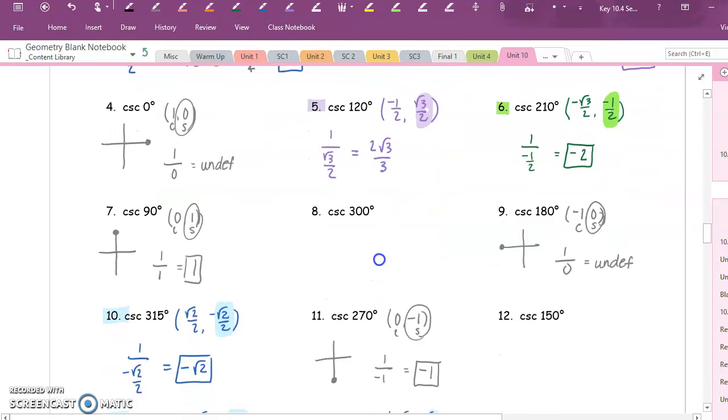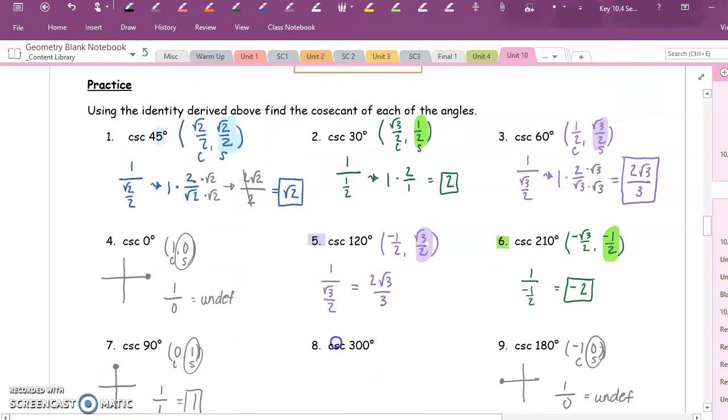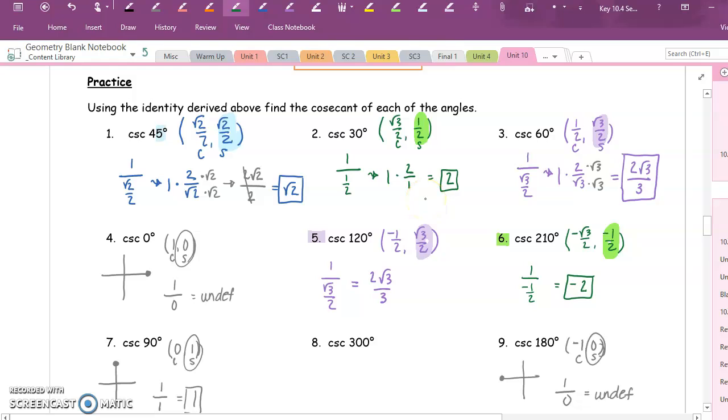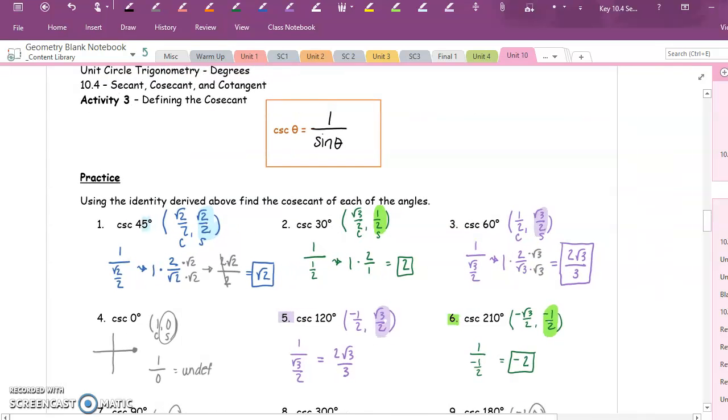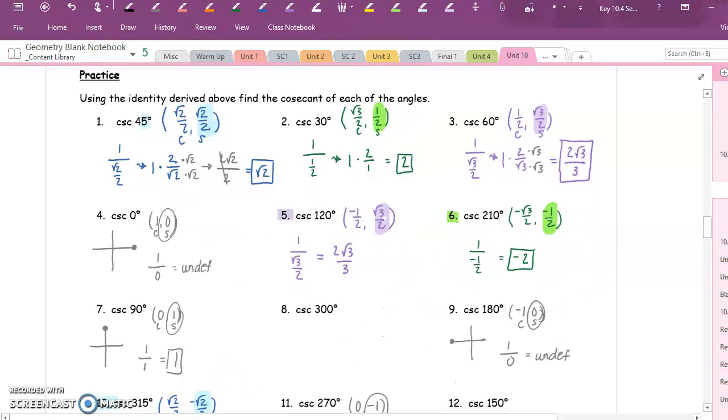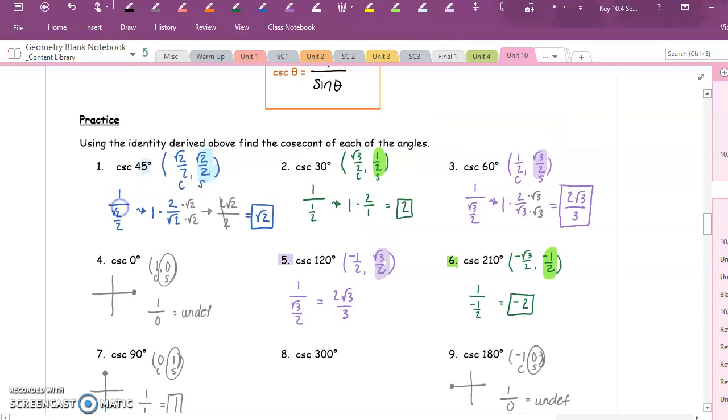And they just keep going after that. So once you have these first 3 as a reference angle, you can get the rest of them, just going based off of root 2, 2, and 2 root 3 over 3 being the answers, or undefined, or 1. So everything for cosecant, you're going to have an answer of root 2, 2, 2 root 3 over 3, undefined, or 1, or negative 1, every single time. Positives and negatives change depending on the quadrant.